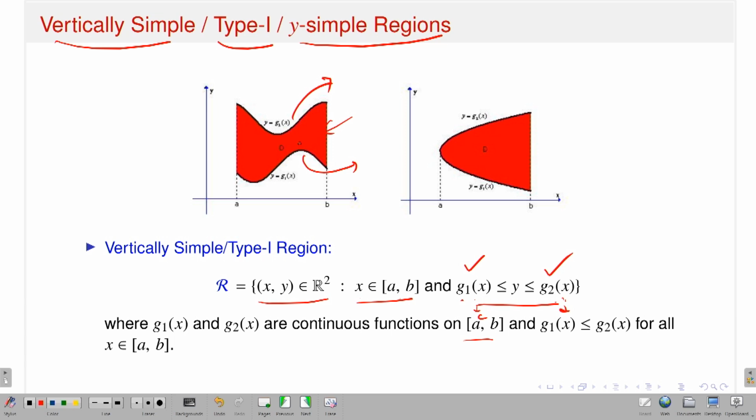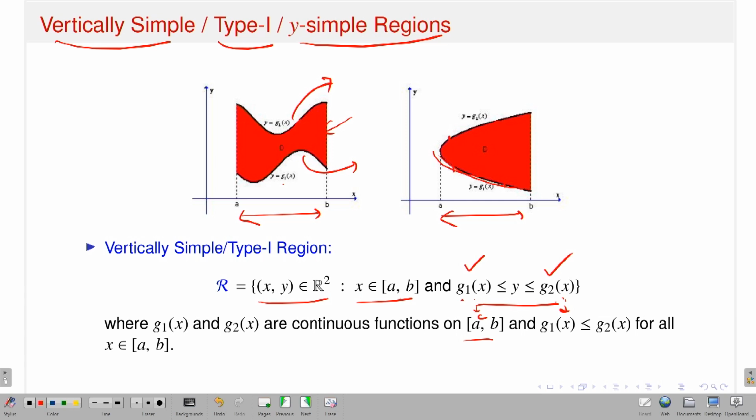For example, look at this one, this is the color. So, x varies from a to b, right? And what will y vary? So, y varies from g1(x) up to g2(x). Look here: x varies from a to b, and y varies from my g1(x) to g2(x). So, if your region is like that, then I will say that this is a vertically simple or type 1 region.